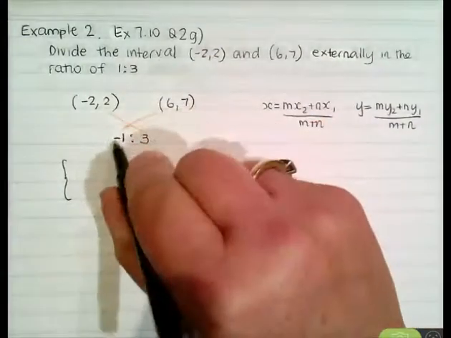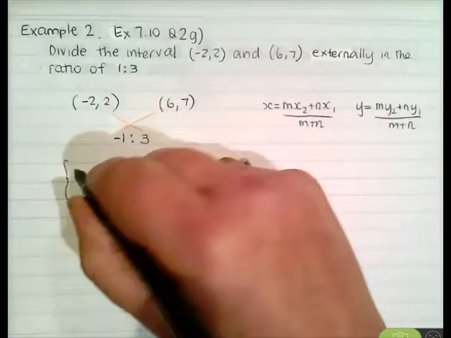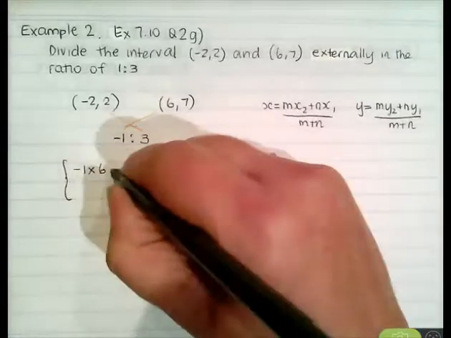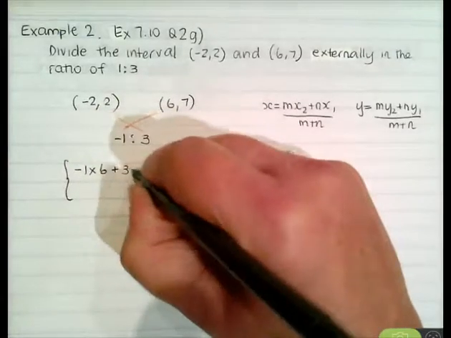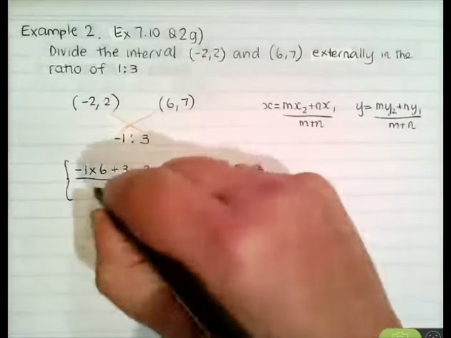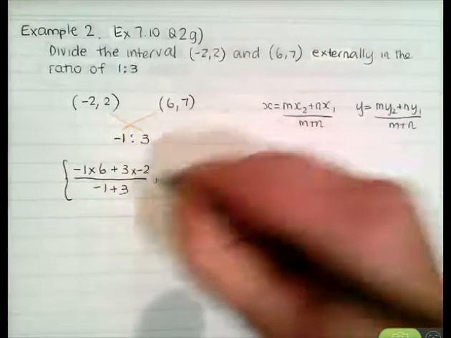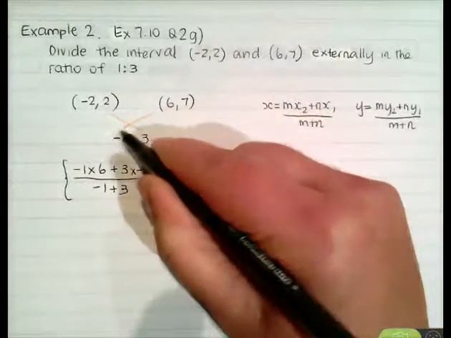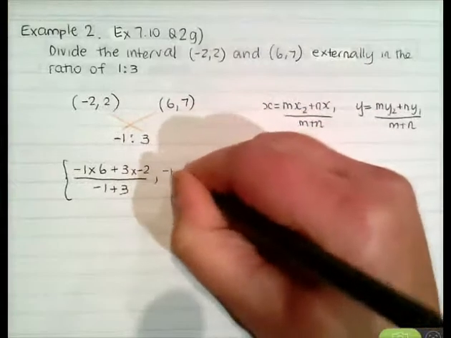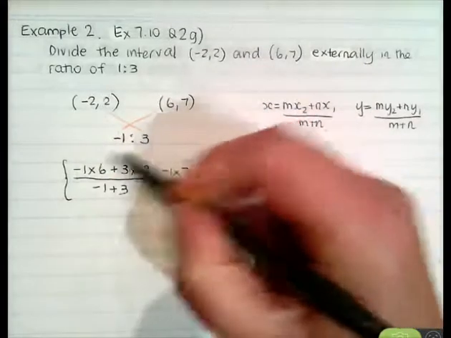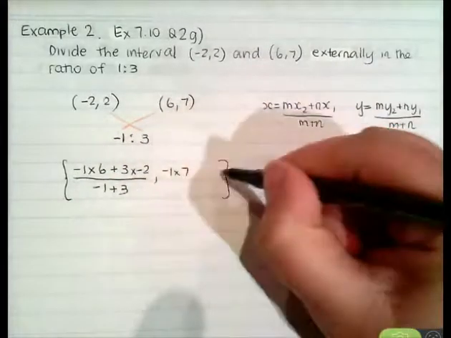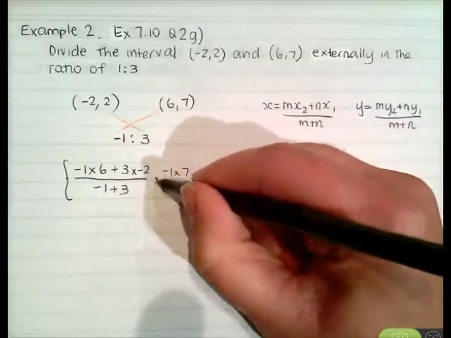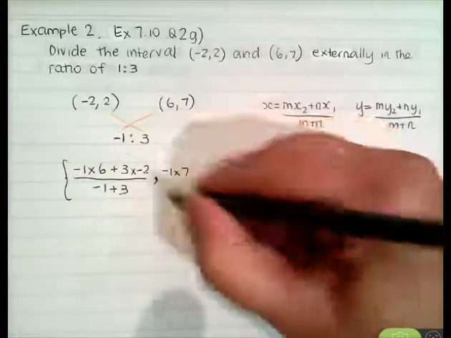So remember, we start from the left-hand side. It'll be -1 times my first x value plus 3 times my second x value, over -1 plus 3. Remember, you add those two ratios down the bottom. And then we start again and we do -1 times that y value over there. This first bit gets the x value of my point, and this second bit after my comma gives me the y value of my point.